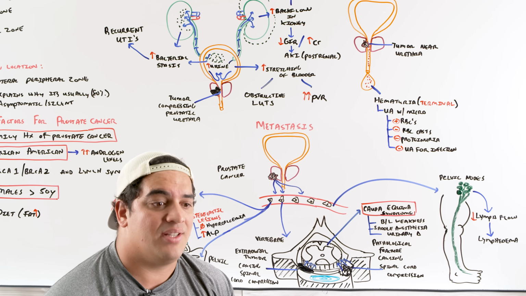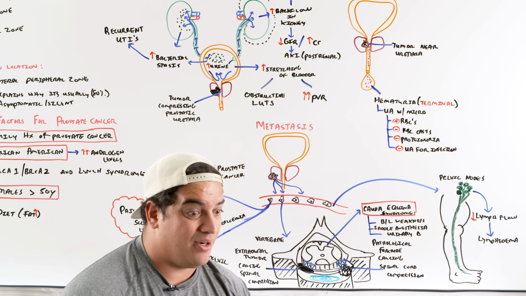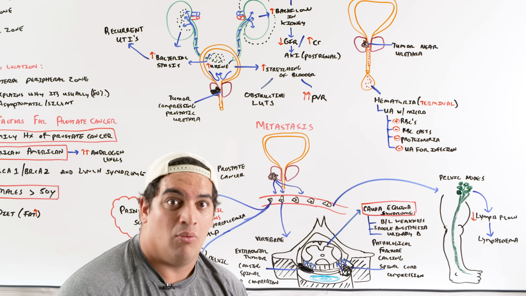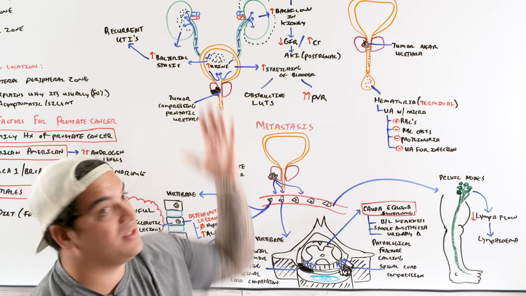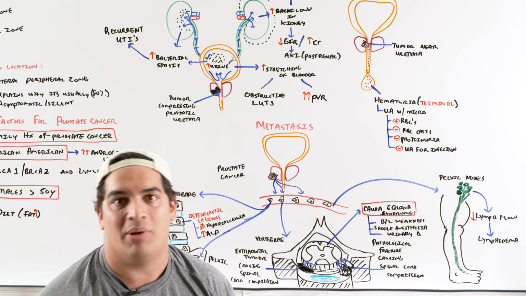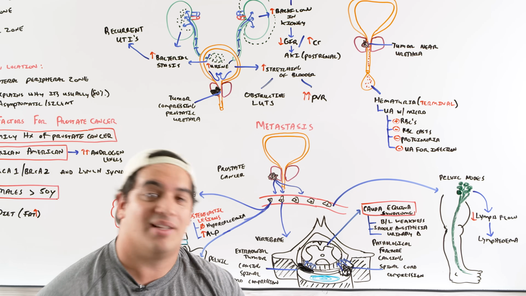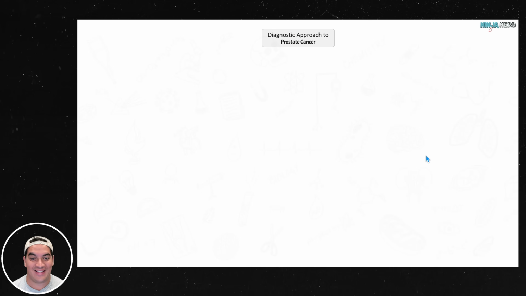Now let's talk about the scenario where we have a patient who, they don't really have any risk, what do we do? What about the patient who's very high risk, or what about the patient who presents with symptoms? How do we go about determining if this is prostate cancer or something else? Let's do that now. All right, my friends, let's start talking about the diagnostic approach.